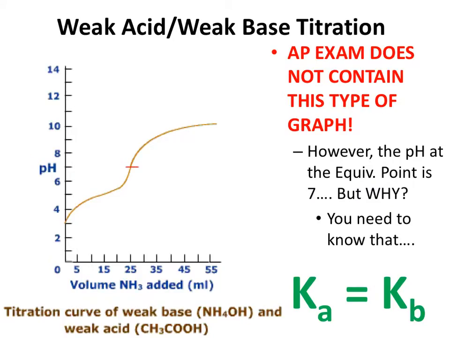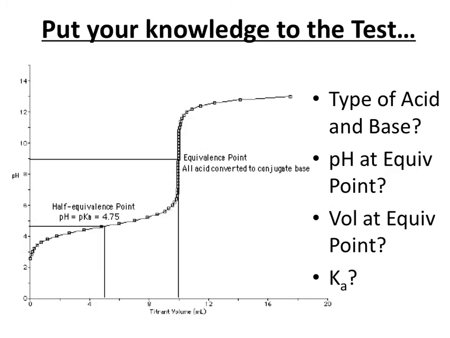But notice top right, the AP exam will never contain this type of graph. What type of graph is this? Weak, weak. Now, honestly, I kind of discount this graph a little bit. I don't think you'd get that big of a change, but you might. I think it's a little more subtle. But where is the equivalence point and why? Why 7? Nobody wins. Weak, weak. It'd be like watching two pigeons fight, but okay. But you kind of get the point. And then the last thing is that Ka is equal to Kb.